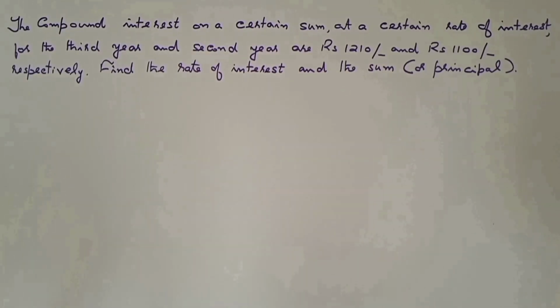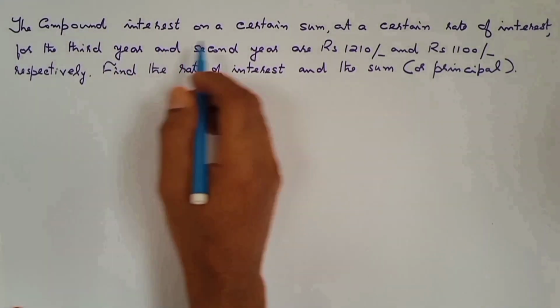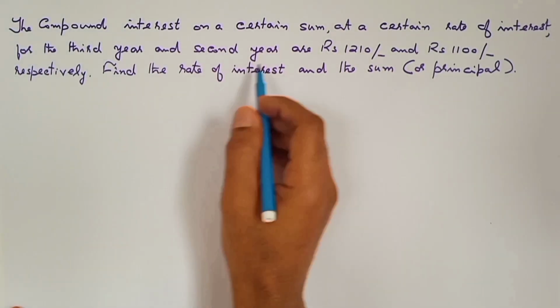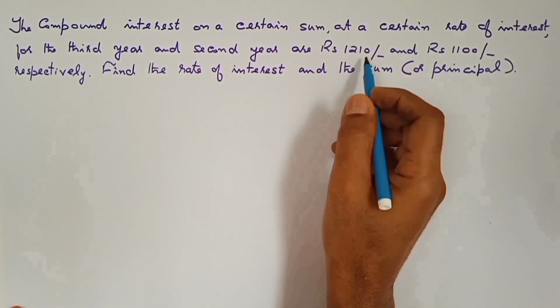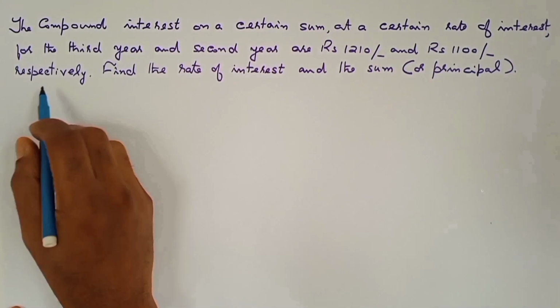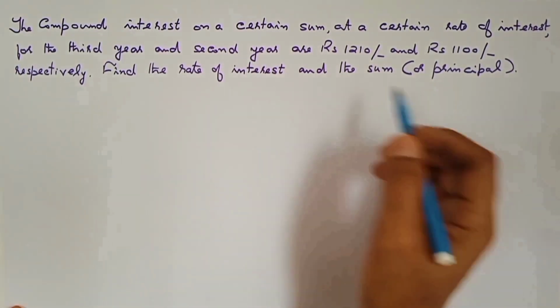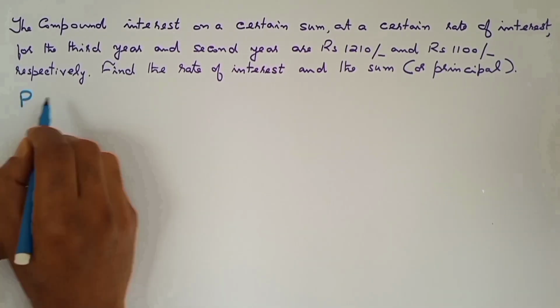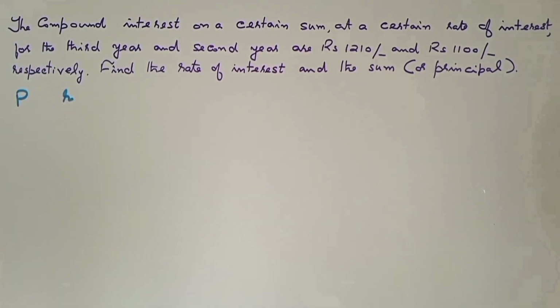Let's do one more problem in today's session from compound interest. The question is this: the compound interest on a certain sum at a certain rate of interest for the third year and second year are 1,210 rupees and 1,100 rupees respectively. Find the rate of interest and the sum or the principal. Let P be the principal and R the rate of interest.